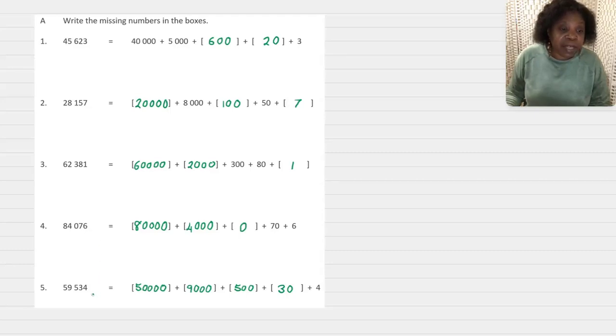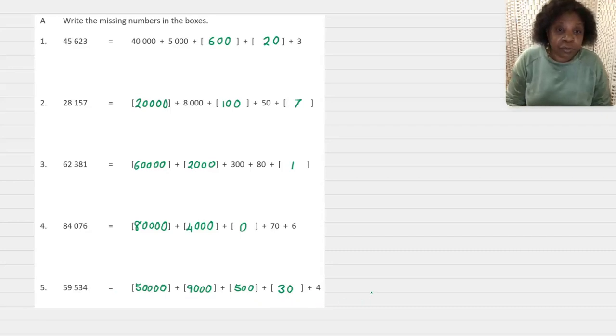Then we come to number 5. We have the number 59,534. The value of 5, the first 5, is 50,000. The value of 9 is 9,000. The value of the second 5 is 500. The value of 3 is 30, and the value of 4 is 4 units.